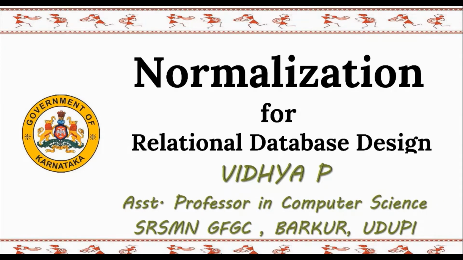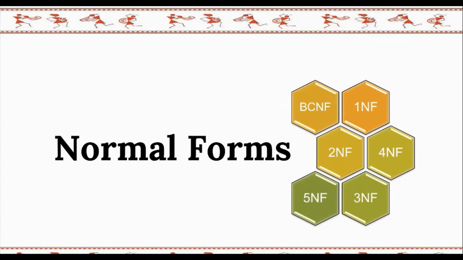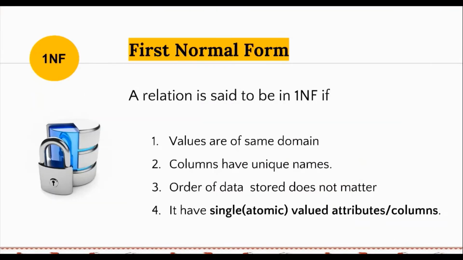Hi, in this video, we will discuss normalization for relational database design. First normal form. A relation is said to be in first normal form, or 1NF, if the values are of the same domain and the columns have unique names. Order of data stored does not matter and it has single or atomic valued attributes or columns.